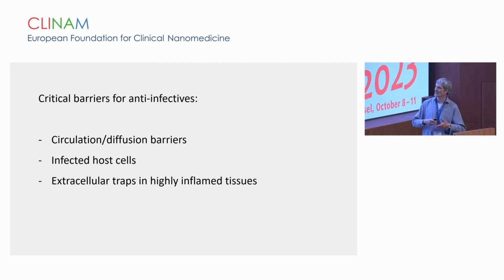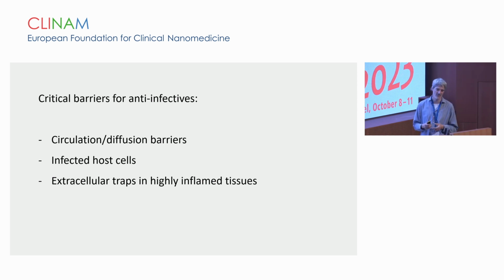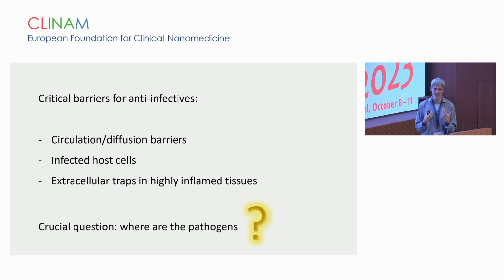So just to summarize, in these two infections we find important circulation and diffusion barriers. Both infections have a large proportion of intracellular bacteria, and even the extracellular bacteria are sometimes shielded by these extracellular traps. So I think it's actually mandatory, and that keeps us going. We think it's really important to know where the bacteria are and what their contacts are, to understand what the chances are to reach them.